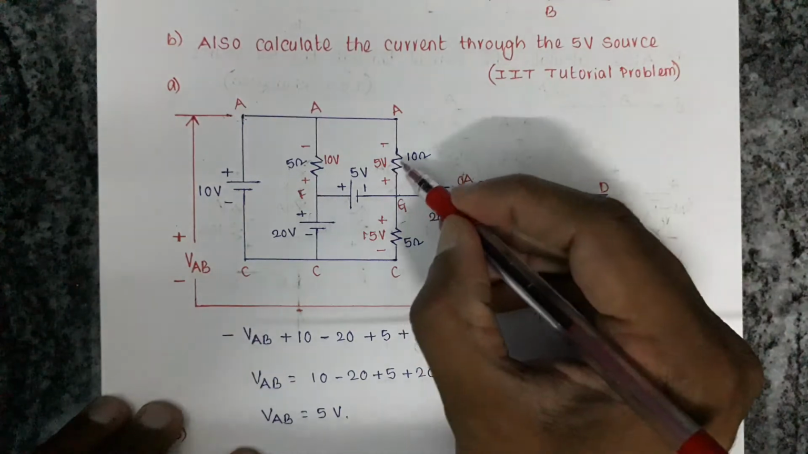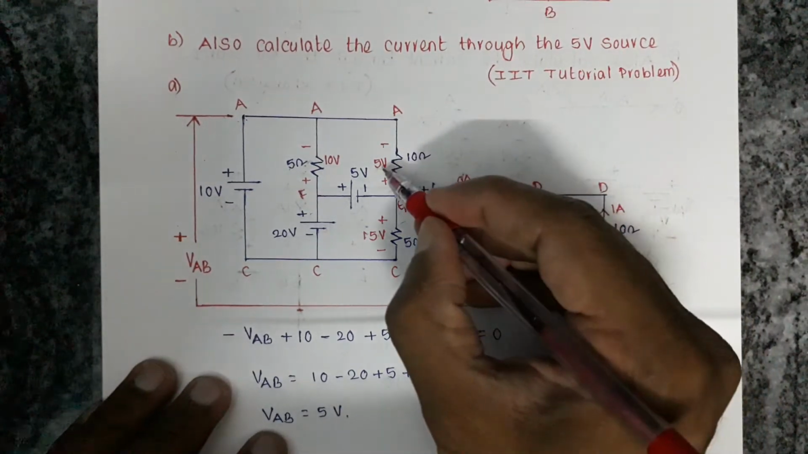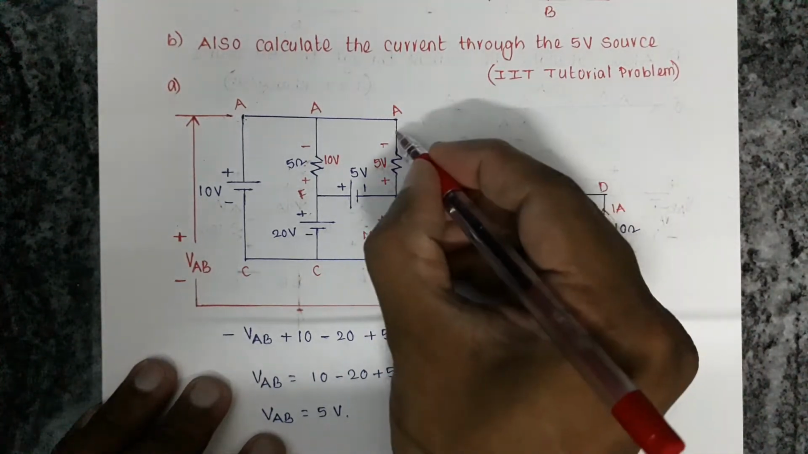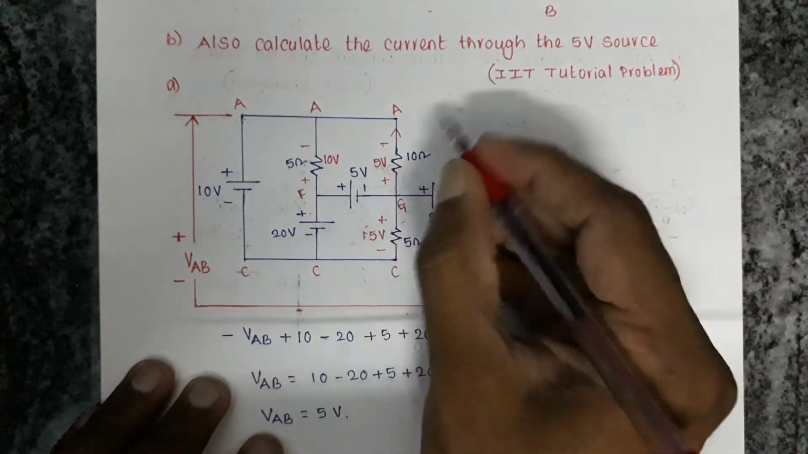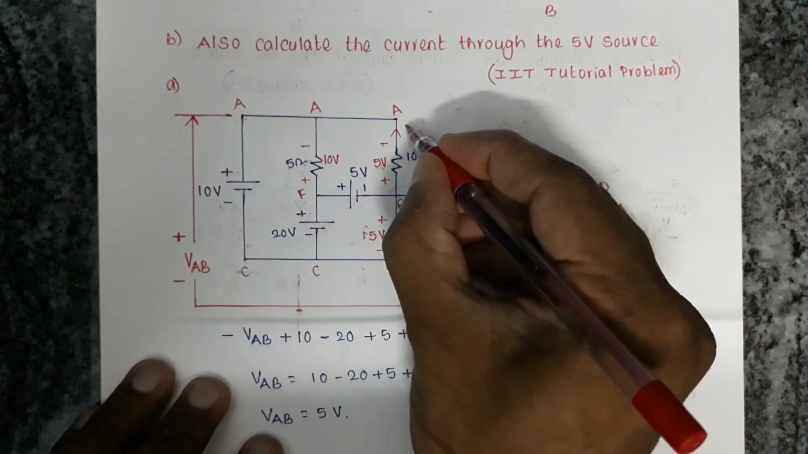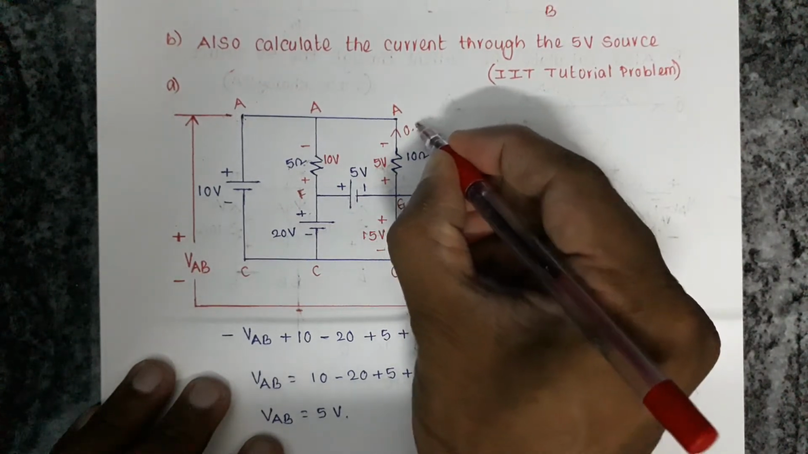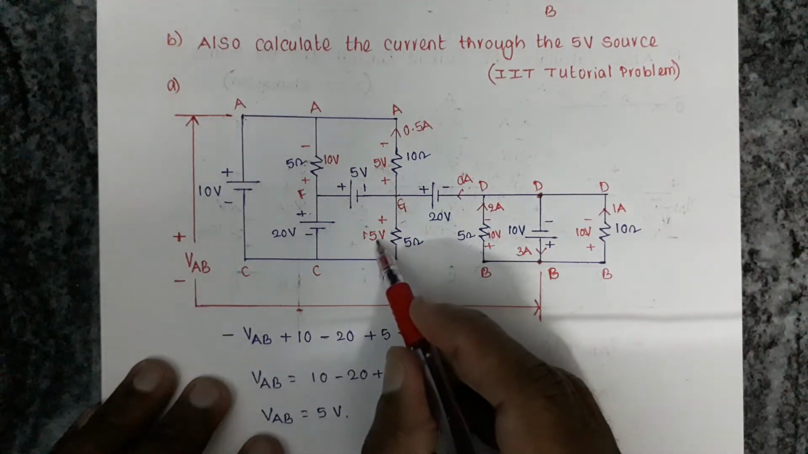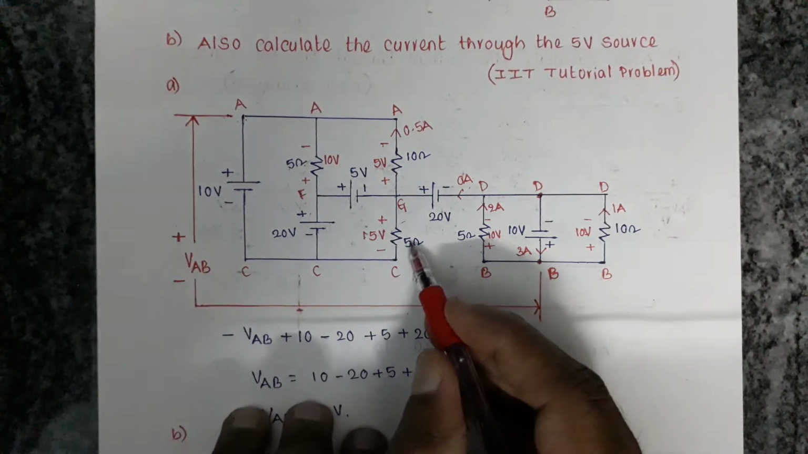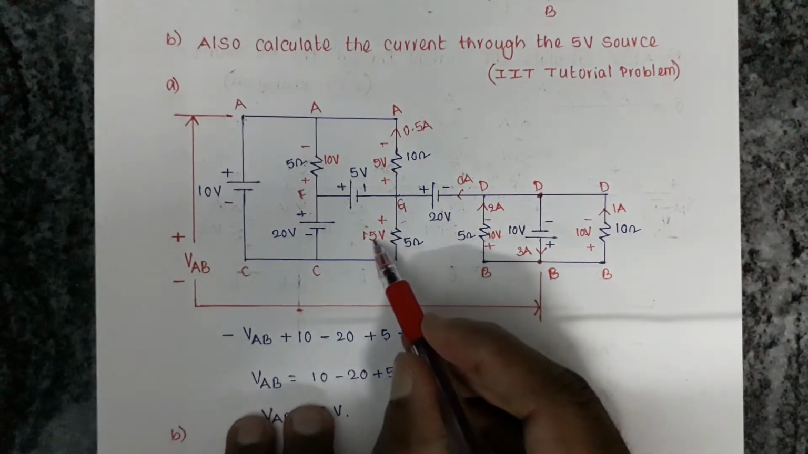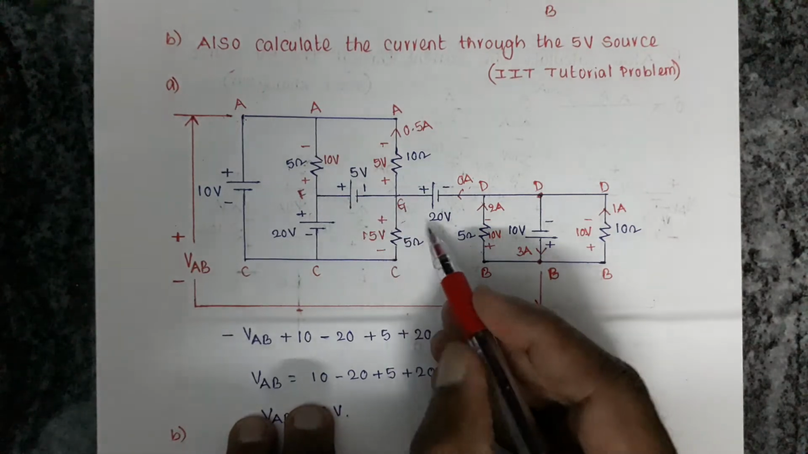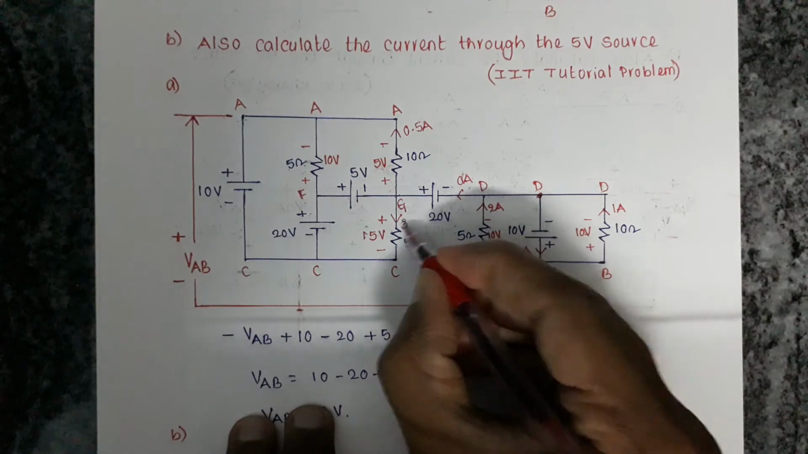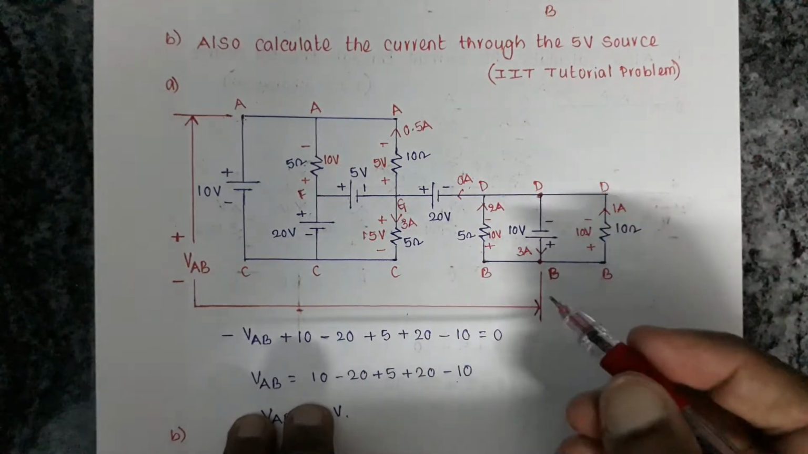And what is the current in this branch? 5 by 10, and this is a passive element. Current enters at positive polarity, so the current is 1 by 2 amperes, or 0.5 amperes. And here, 15 volts by 3. I am using the V equal to Ri relation. So 15 by 5 is the current in this branch, and current enters at positive polarity, so here it is 3 amperes.